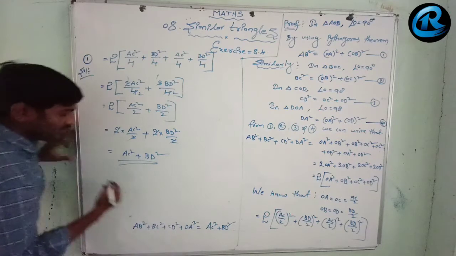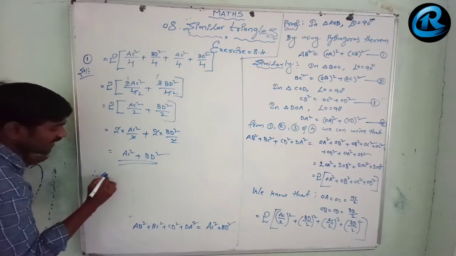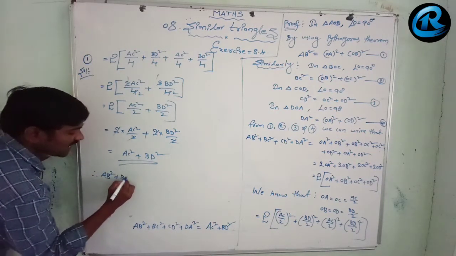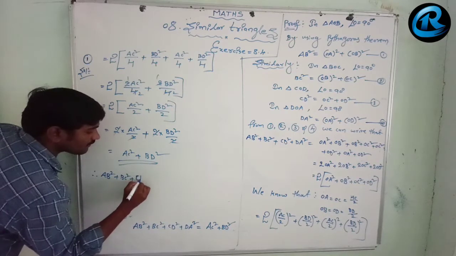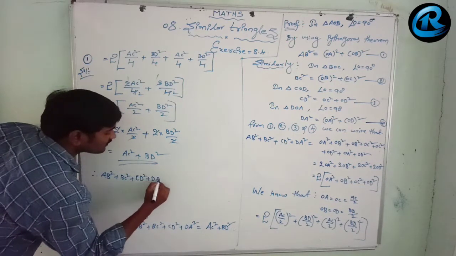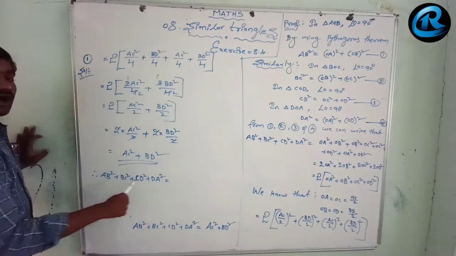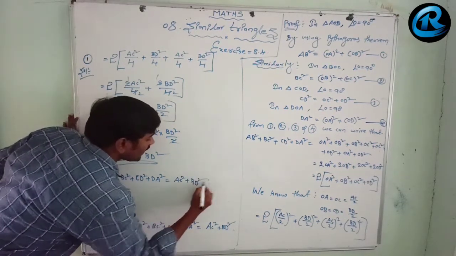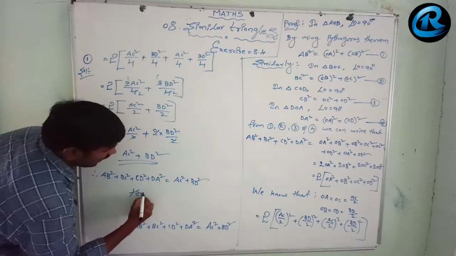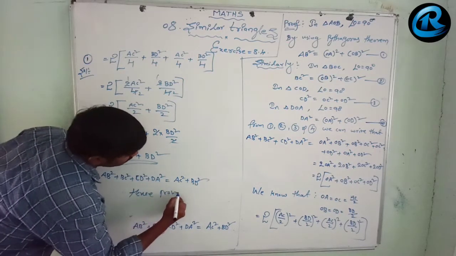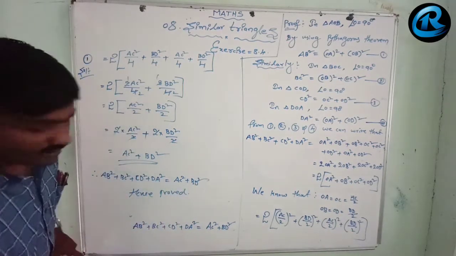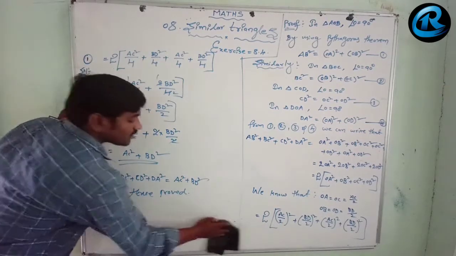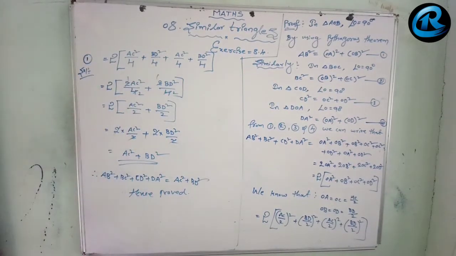Hence we have proved that the sum of the squares of the sides of a rhombus is equal to the sum of the squares of its diagonals. Hence proved. See, the same thing we got, no? In this way we can finish this question number 1.